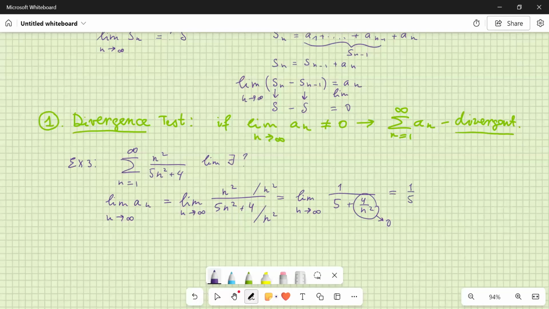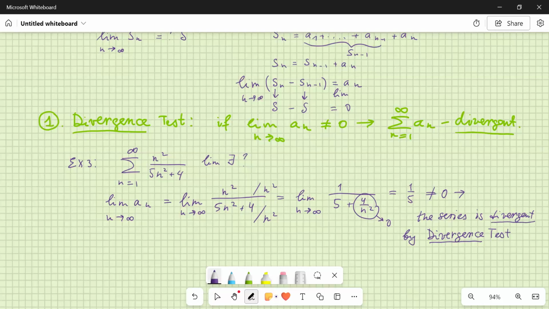So guys, at infinity, my terms will be very close to 1 over 5, and we are going to have infinitely many of them. If you multiply 1 over 5 by infinity, you are going to have infinity. So because the limit is not equal to 0, we are going to say that the series is divergent by the divergence test. Again, the divergence test can only verify divergence. You cannot say something is convergent by the divergence test. It's impossible.